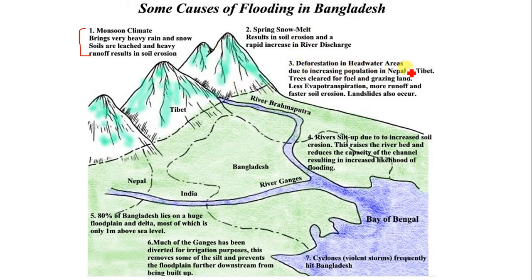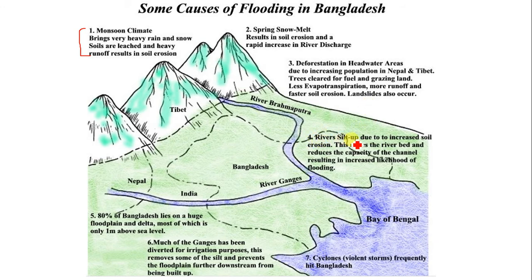Deforestation in headwater areas due to increasing population in Nepal and Tibet. Trees cleared for fuel and grazing land. This leads to less evapotranspiration, more runoff, and faster soil erosion due to lack of interception of the rainfall caused by presence of trees.